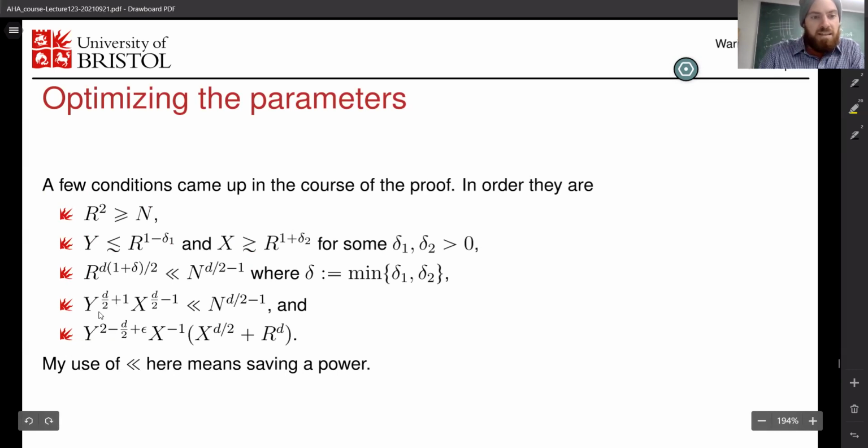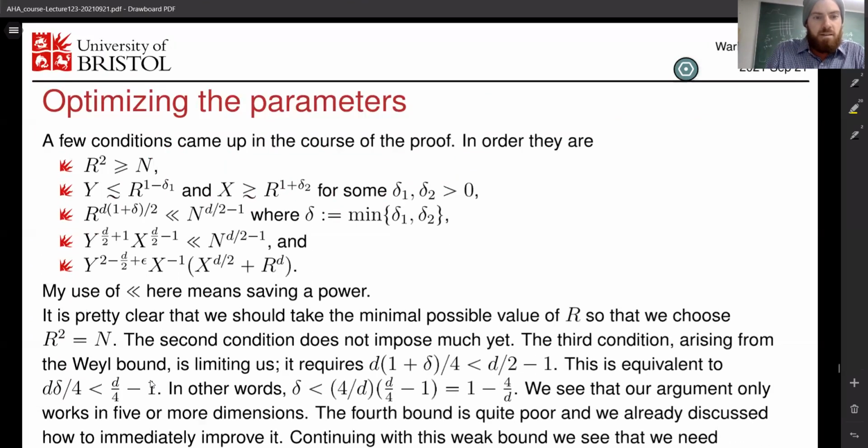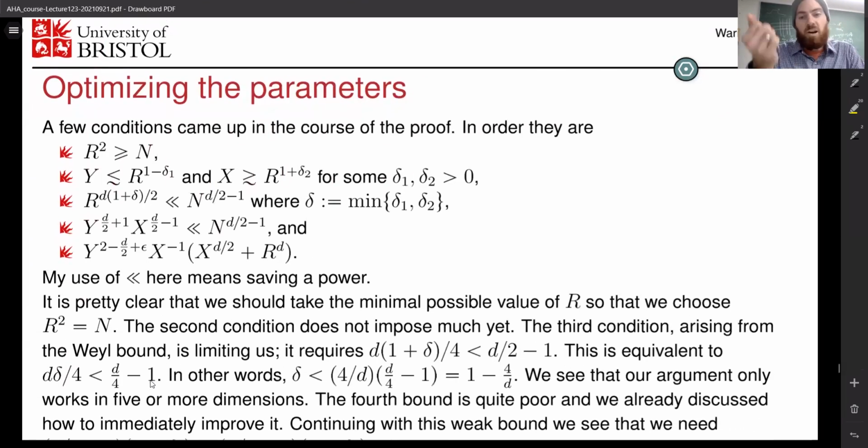And then when you complete the singular integral on the major arcs, I needed this condition. I needed y and x to be compared to n in this way. And then when I completed the singular series, I needed this condition. My use of less than here is I'm reading this as much less than, where I'm saving some power in terms of n or r equivalently. We're going to need to take r to be the smallest possible value. That's pretty clear. Just take it to be square root of n.